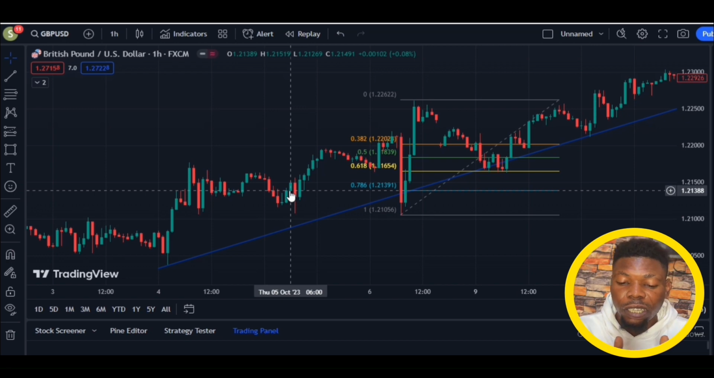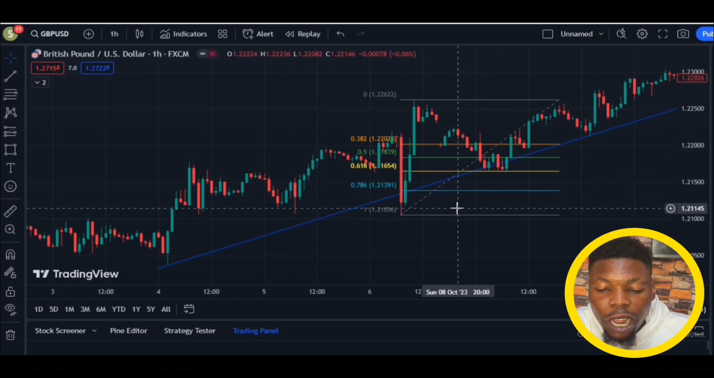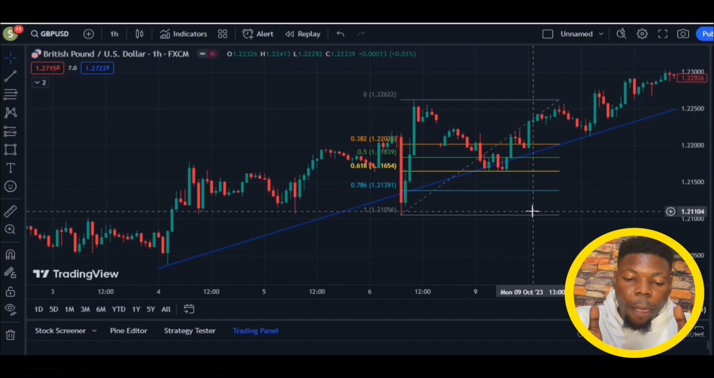So for this strategy and video, we're only using 0.618. Now we wait for the market to touch the 0.618 before we can say that this is a valid entry. Let's go to the third step.